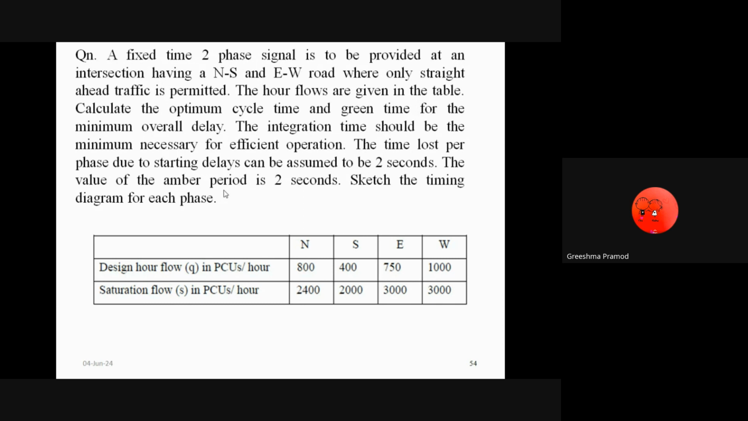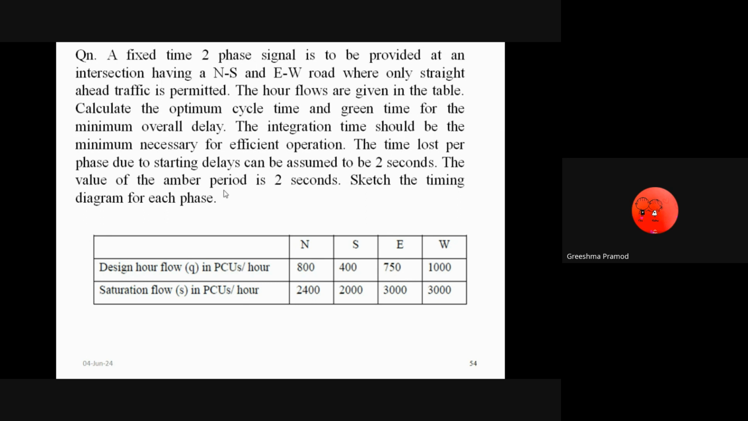We had not discussed signal cycles and signals yet. So we have given Webster's method. This is a question asked in 2022. A fixed time two-phase signal is to be provided at an intersection having north-south, east-west roads where only straight ahead traffic is permitted. The flows are given in the table. You need to calculate the optimal cycle time and the green time for the minimum overall delay. The intergreen time should be the minimum necessary for efficient operation.